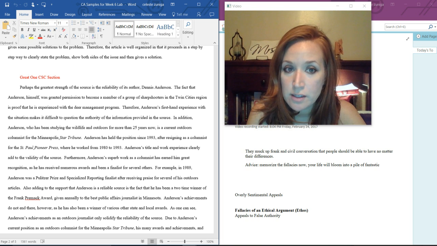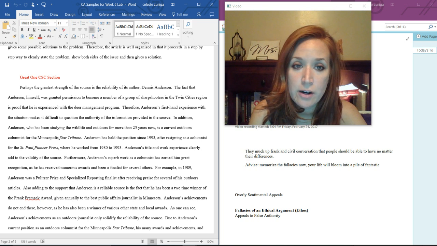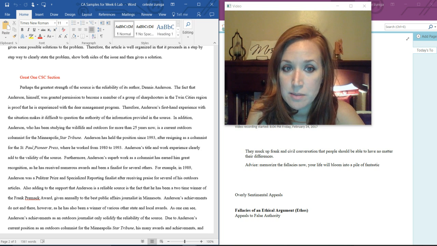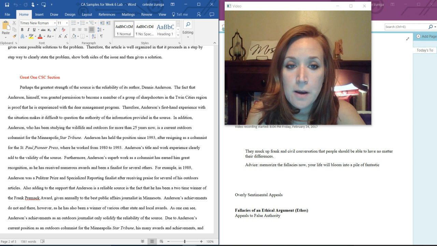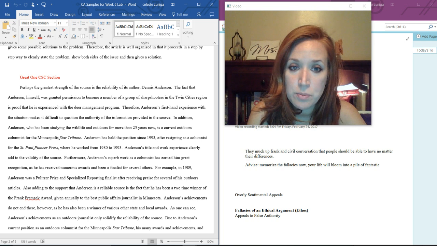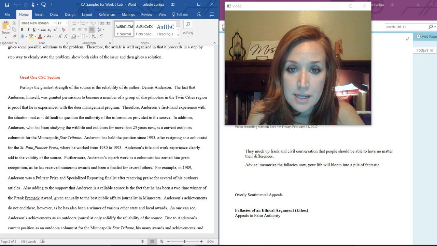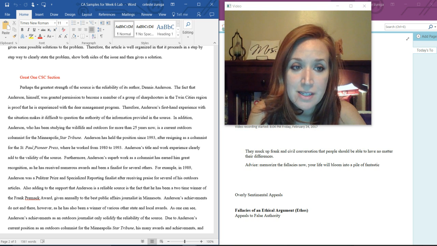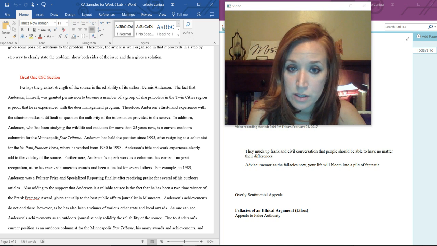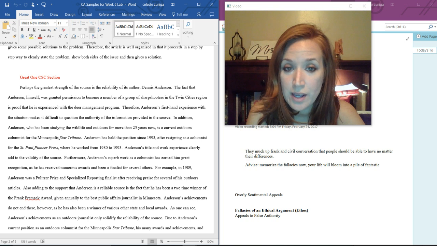Therefore, that's great. That's a transition. It's saying that because this thing happened prior, what I'm going to talk about next is possible. So therefore is a lead-in that says because what was prior, what happens next is possible. Therefore, Anderson's firsthand experience with the situation makes it difficult to question the authority of information provided in the source. In addition, another transition, we're saying, okay, now he's going to keep talking about why Anderson is an authority.